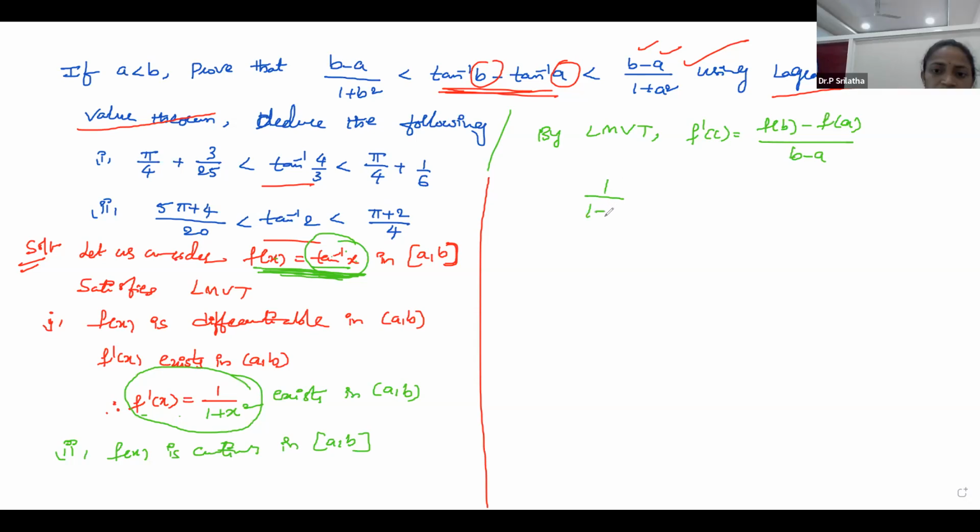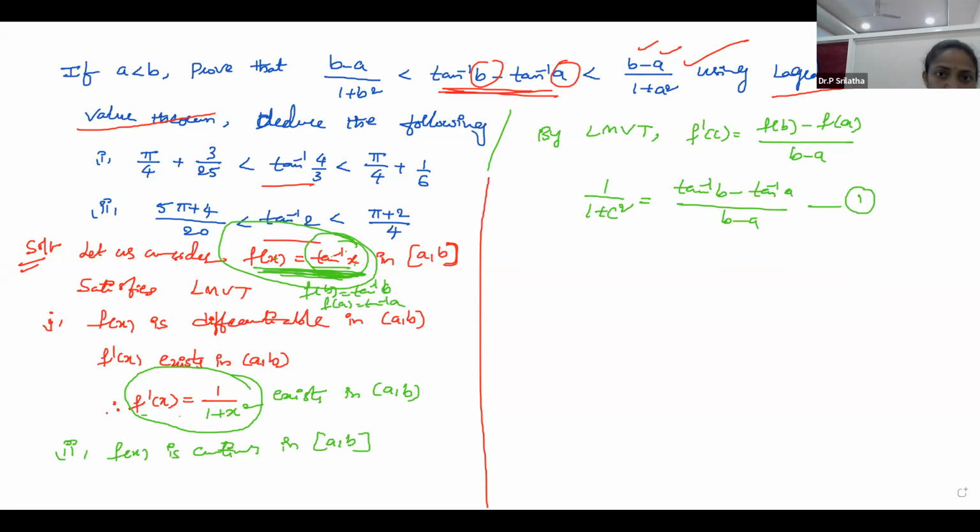So 1 by 1 plus c square is equal to f of b minus f of a divided by b minus a. What is f of b? F of x is tan inverse x, so instead of x we have to substitute b. F of b is nothing but tan inverse b. What is f of a? Tan inverse a, isn't it? So you have to substitute the values here. So this is tan inverse b minus tan inverse a divided by b minus a. Okay, so let us consider this as equation 1.